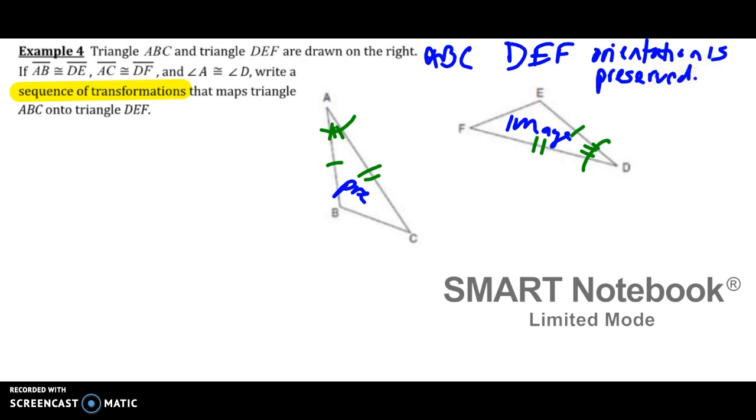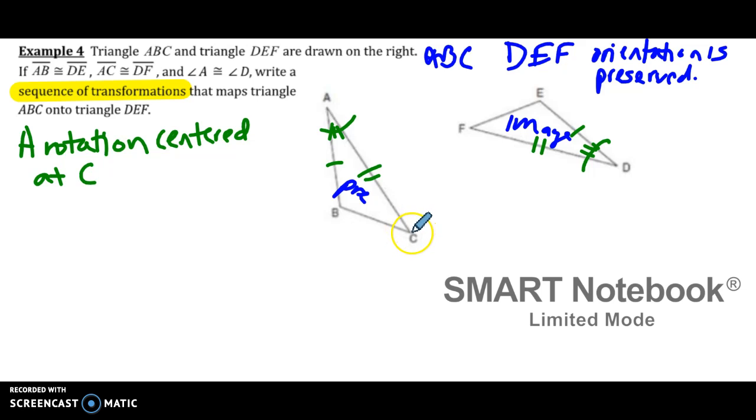Okay. So what had happened? Somehow this triangle slid onto the other one and then turned, right, to get into the same position. So what I said happened first is I said a rotation centered at C. I don't have a protractor. I can't tell you how much it rotated, but I know something happened. So then I have a triangle that looks like this.